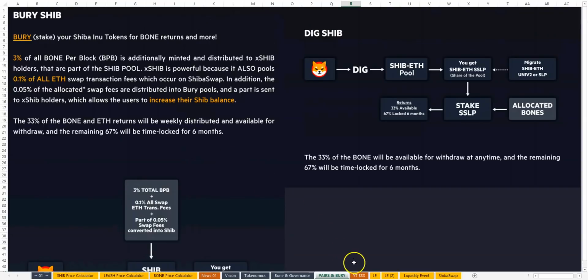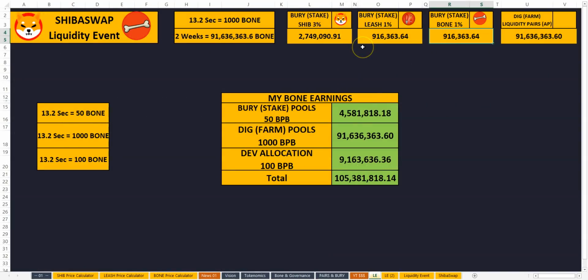So the next way you can earn BONE, we've explained staking, or burying. I really should use the common SHIB term. They call it burying here. The other way you can do it is called digging, and in DeFi usually that's called farming. What that means is we're going to provide liquidity into the ShibaSwap ecosystem, and when we provide liquidity, we also get rewards.